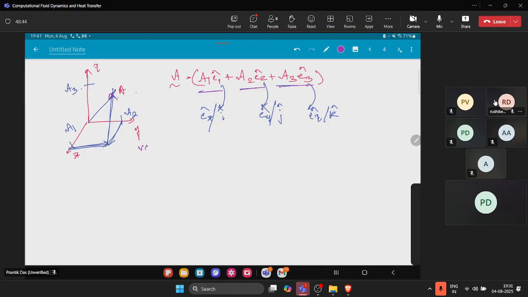So vectors are quantities which have one direction and one magnitude. Okay. So is it clear to all of you? What do you mean by vector?